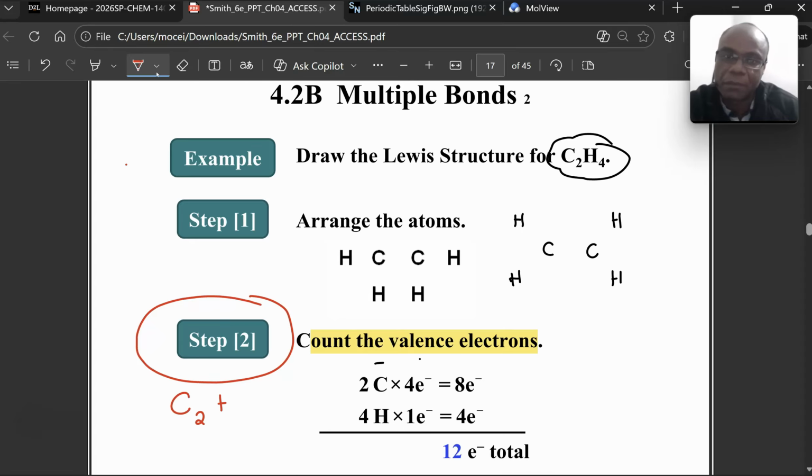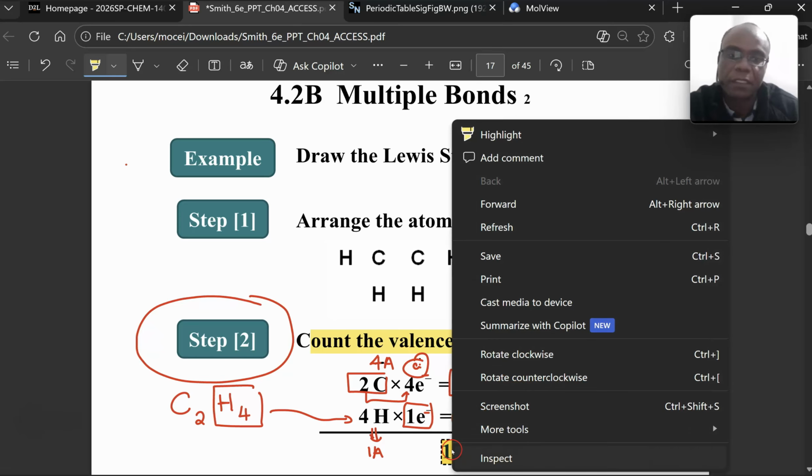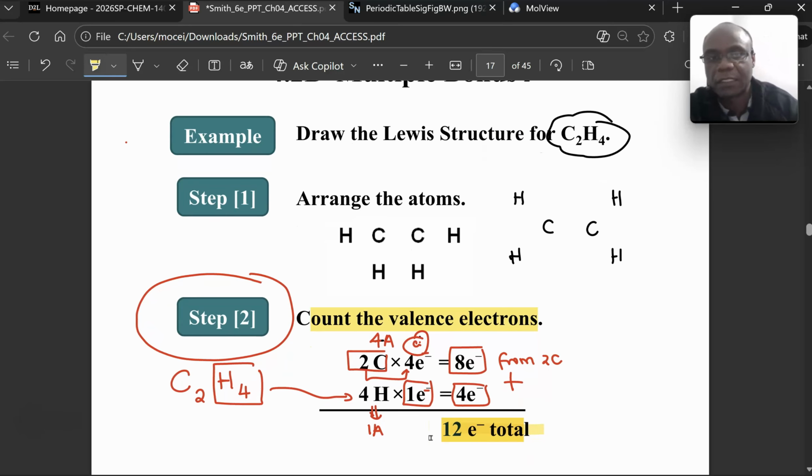Remember, the formula is C2H4. So we have 2 carbons. Each carbon comes from main group 4A, meaning you have 4 valence electrons each. 2 times 4 is 8. These are from the 2 carbons. Then we have 4 hydrogens. Each hydrogen comes from main group 1A, so that means the valence electrons is 1. 4 times 1 is 4. Now you add these 2 up. The total valence electrons that you'll use to make your bonds and lone pairs, if any, is 12 valence electrons.